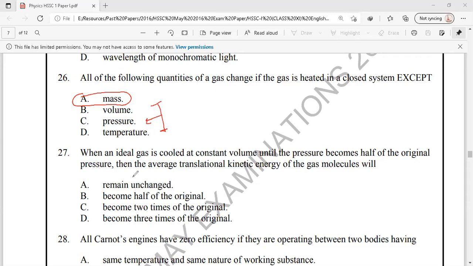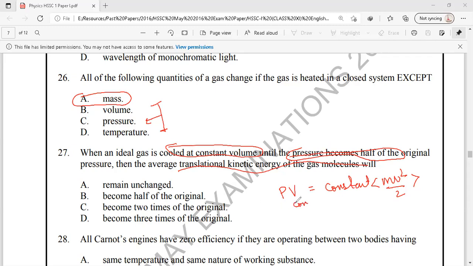When an ideal gas is cooled at a constant volume, and the pressure becomes half, the average translational kinetic energy of the gas molecules will be. So the relation between these parameters is PV equals a constant times mv square over 2. This mv square over 2 is the kinetic energy that represents the temperature as well. So the temperature, pressure, volume is constant. This means that the pressure is directly proportional to mv square over 2, or the temperature. So pressure is half, so the average translational kinetic energy or the temperature will also reduce to half. So option B is the right answer.